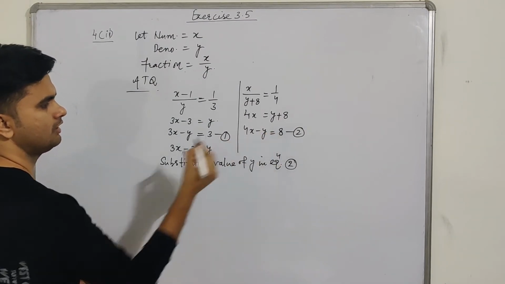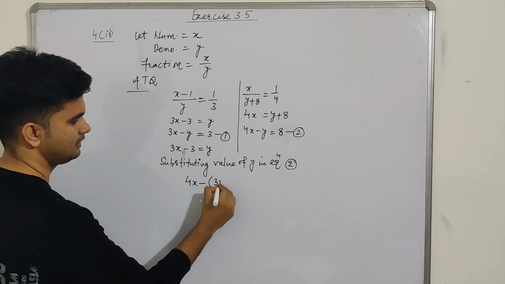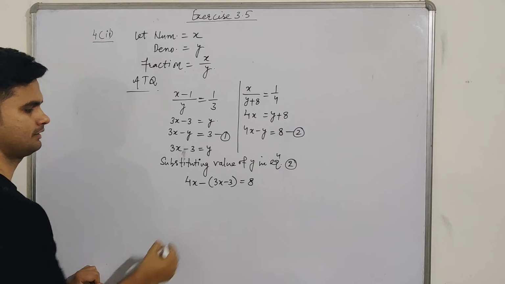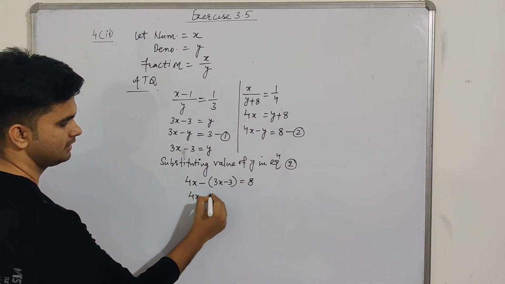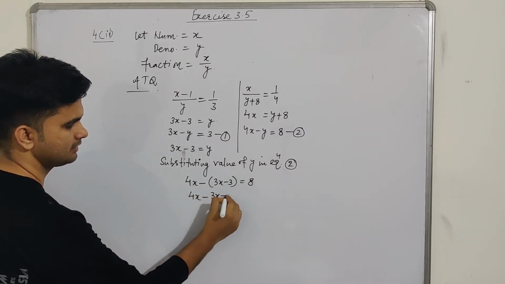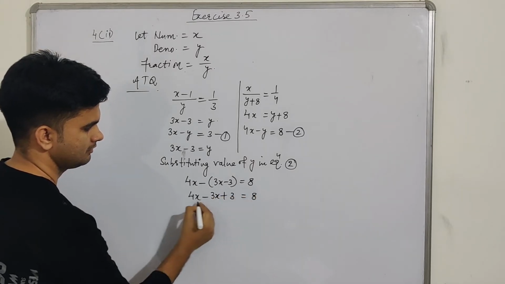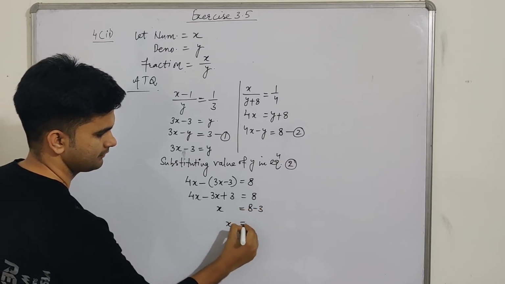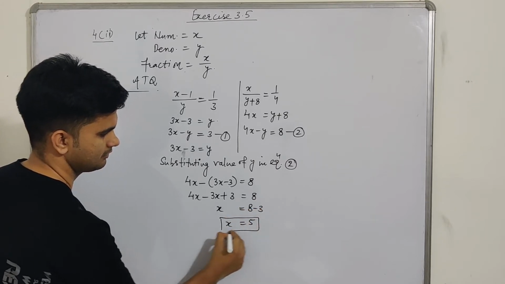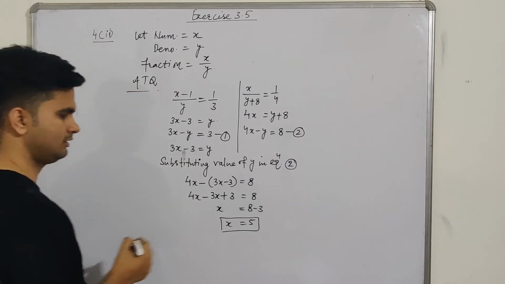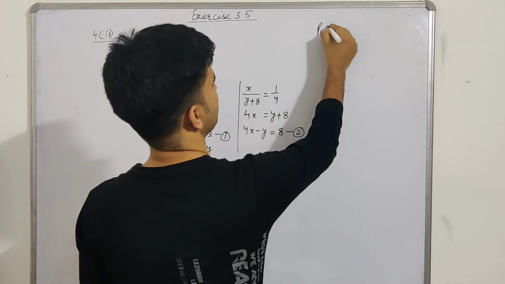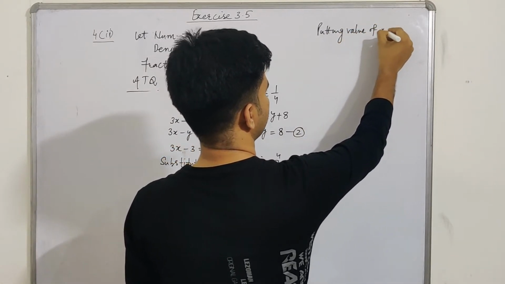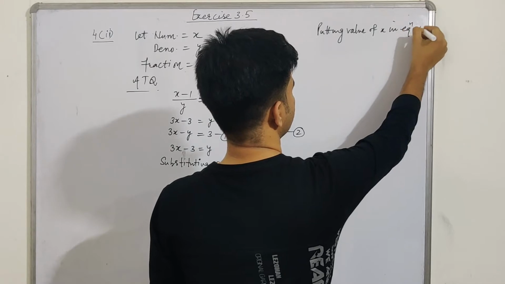4x, then the value of y is 3x minus 3. Keep it in bracket because the negative sign is there. Now open this bracket, the sign will be changed, minus minus. 4x minus 3x, it is x, is equal to 8 minus 3, x is equal to 5. Then putting the value of x in equation 1.